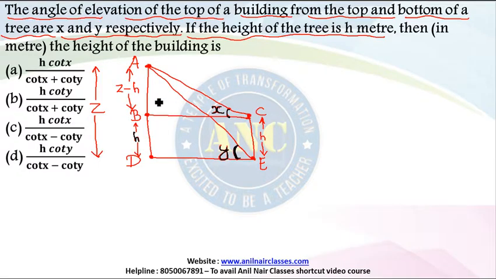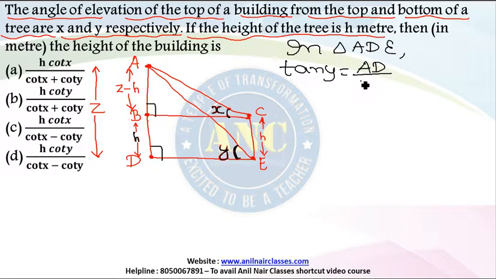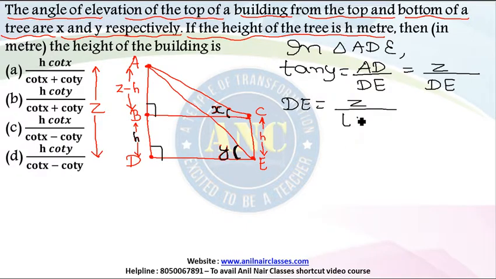That means there are two triangles, one is triangle ACB, the other is triangle AED. Take them one by one. In triangle ADE, the bigger triangle, tangent of angle Y is opposite AD over adjacent DE. I don't know the DE value. Is anything given about the AD value? AD is assumed as Z by me. DE I don't know, so DE will be equal to Z divided by tan Y, or by tan Y I will convert it to cot Y.